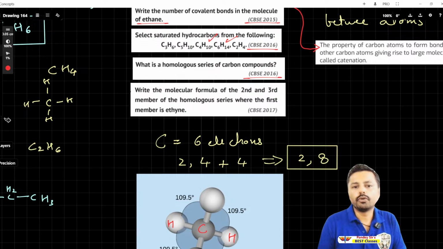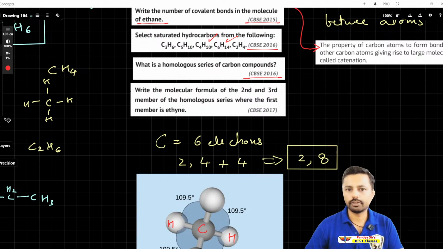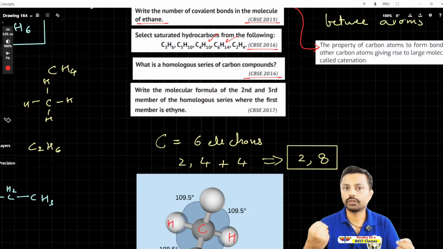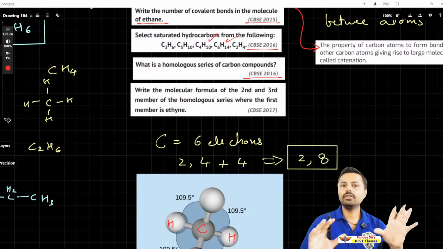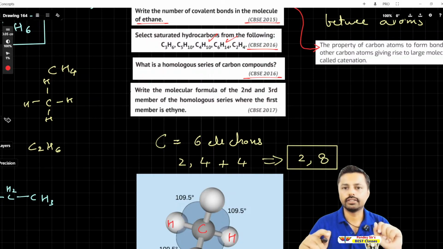Now, what is the homologous series of carbon compounds? It is a very crucial part because a homologous series contains a number of compounds depending on carbon. If you understand this, 50% of carbon is in your hand. Now, first of all, what do you mean by homologous? The literal meaning of homologous is the same family.